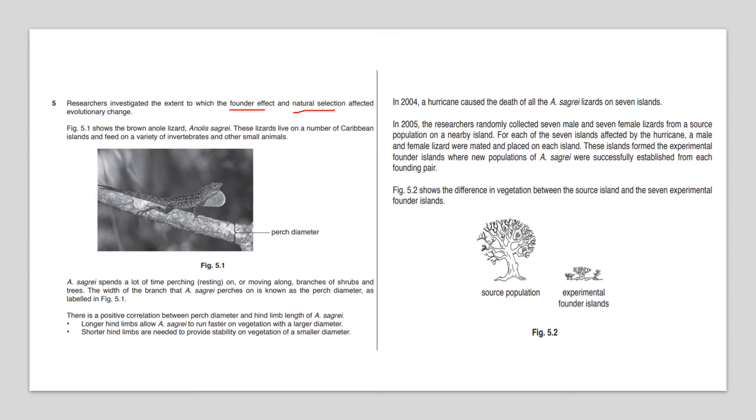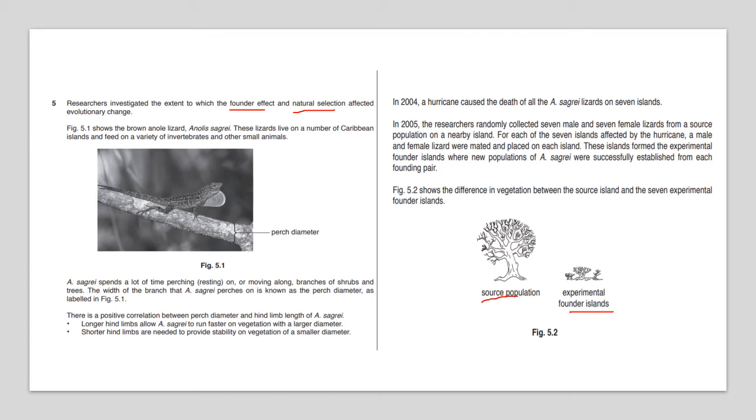For each of the 7 islands affected by the hurricane, a male and female lizard were mated and placed on each island. These islands formed the experimental founder islands, where new populations of the lizard were successfully established from each founding pair. And then figure 5.2 shows the difference in vegetation between the source island and the 7 experimental founder islands. So this is the source population, and this is the experimental founder island.